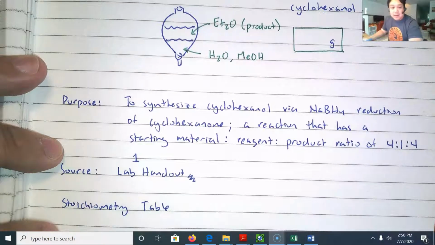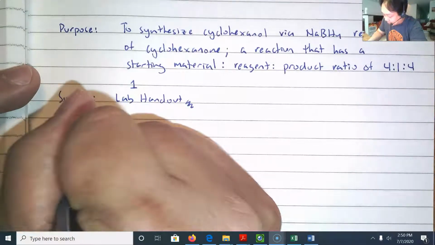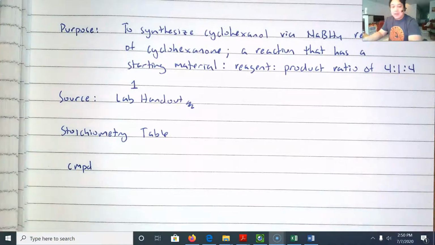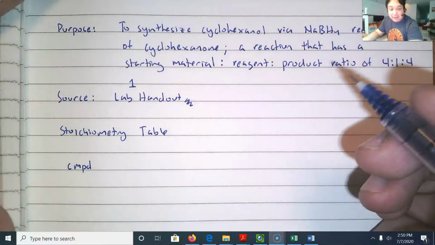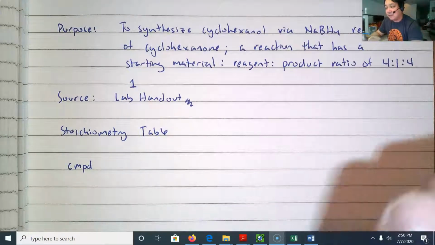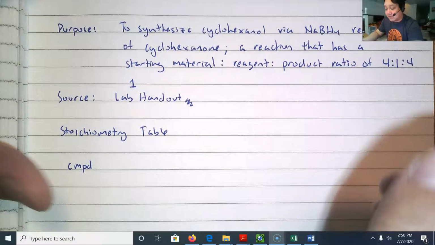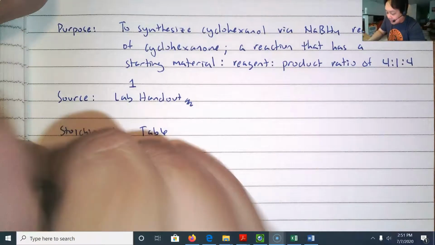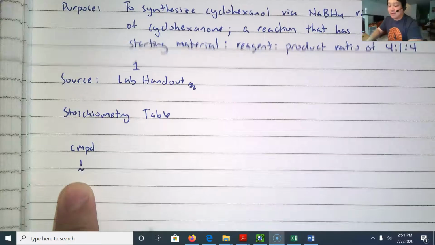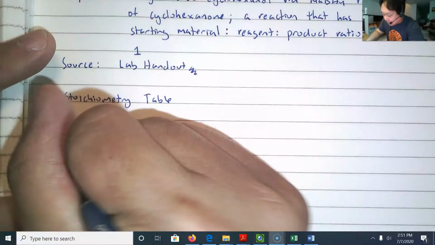Okay. We are going to have a column for the compound, and we'll abbreviate this CMPD. And you're not going to list everything. For the stoichiometry table, you are going to list the materials that reflect or affect the theoretical yield and the percent yield. Okay. Definitely the cyclohexanone. And see, that's why I use notation so I don't have to write cyclohexanone every single time. Definitely your NaBH4.